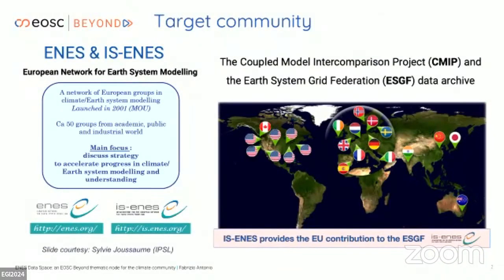The activities carried out around the ENES Data Space are strongly connected to the ENES community, the European Network for Earth System Modelling, which provides an umbrella organization for the European climate model community. Through the ENES infrastructure projects, ENES provides the European contribution to the ESGF, the Earth System Grid Federation, which is a data effort involving a large set of data providers worldwide and managing petabytes of climate collections from several projects, including the Coupled Model Intercomparison Project.